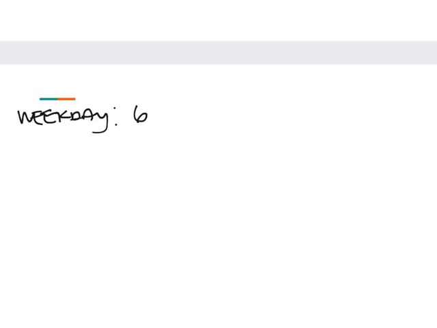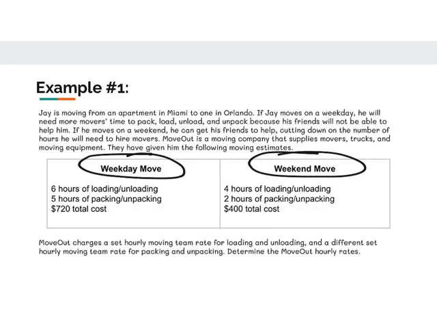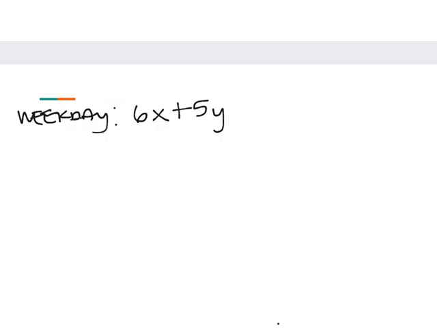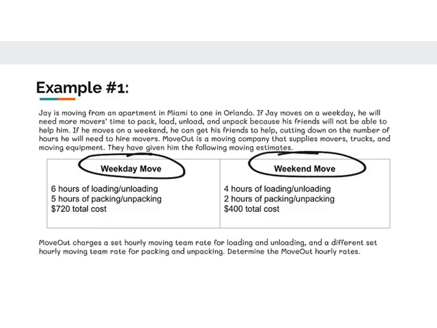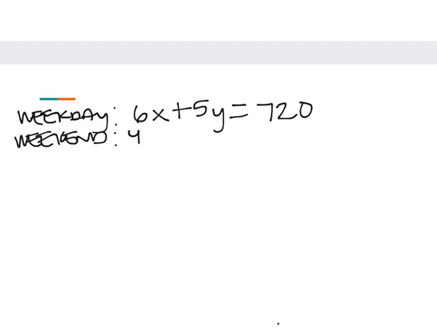His weekday formula would be 6x for the loading and unloading hours, and 5y for the packing and unpacking hours, and then we had the $720. That's how much it's going to cost. If it was on the weekend, the formula allowed 4 hours for loading and unloading, so that's our x variable, and then 2 hours for the unpacking and packing, and it only cost $400.